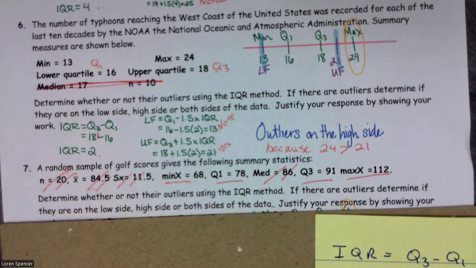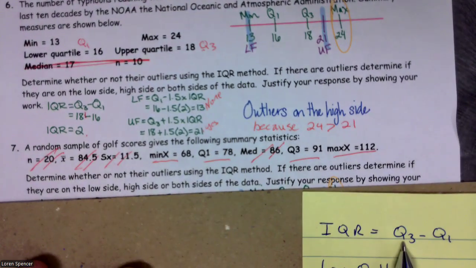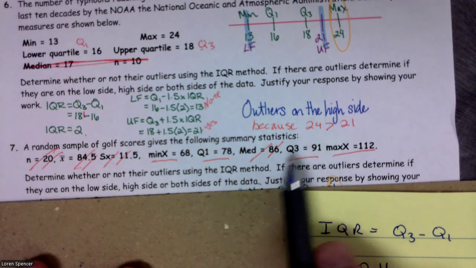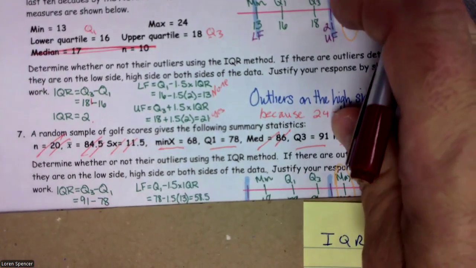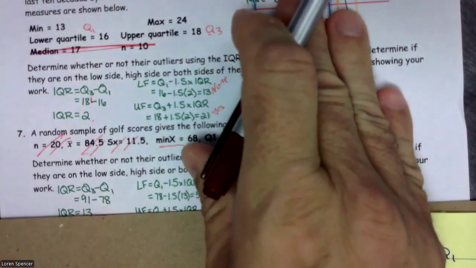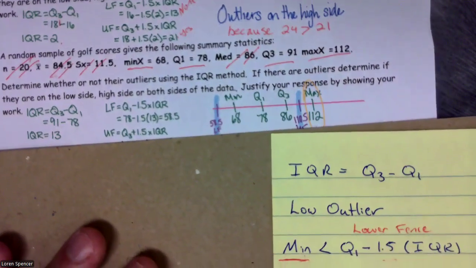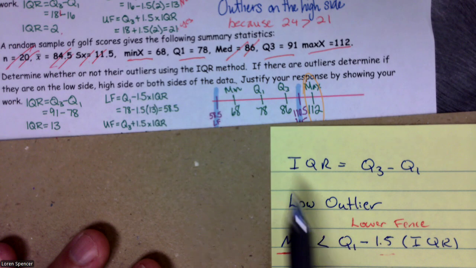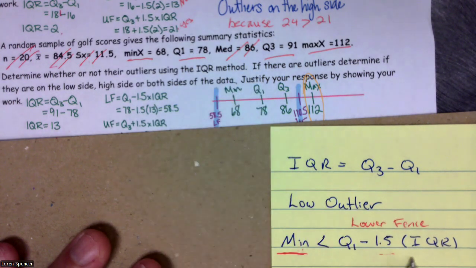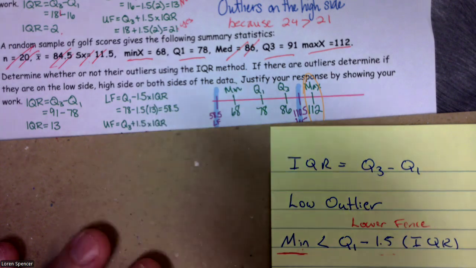All right. So we have to calculate our IQR again, which is Q3 minus Q1. So 91 minus 78. And that's what we have right there, 91 minus 78. And we end up with an IQR of 13. Then we need to calculate our lower fence. Well, our lower fence is Q1, which is 78 minus 1.5 times 13. So 78 minus 1.5 times 13 gives me 58.5.